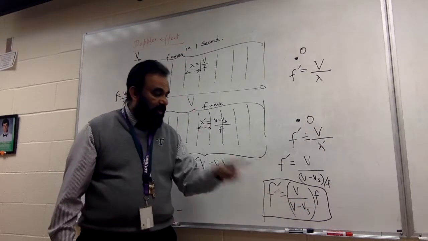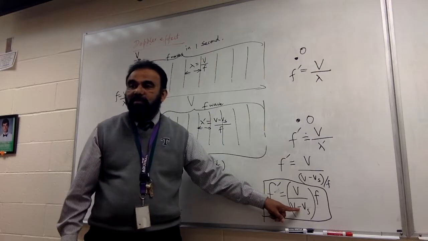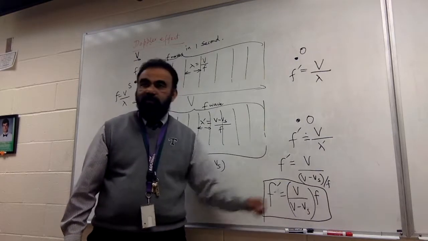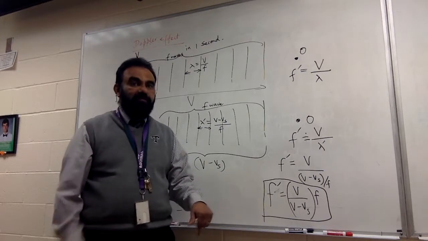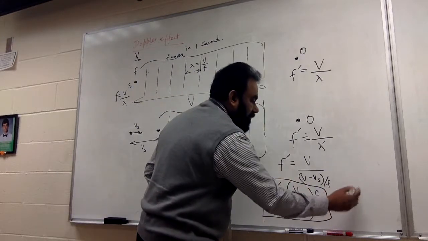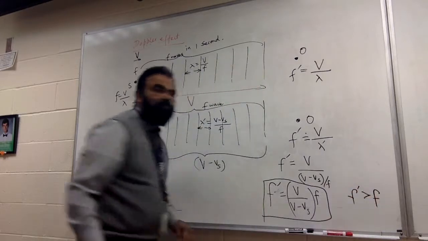But if the source is moving, then you are having a smaller number in the denominator, which makes the whole thing bigger. So F prime will be higher than F. So F prime will be greater than F.